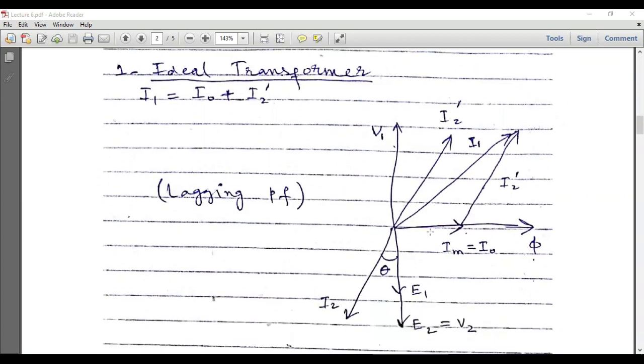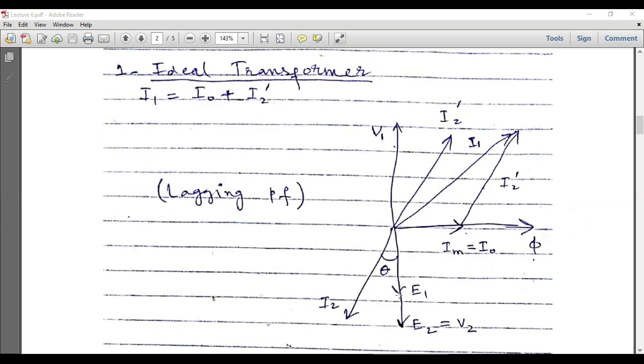In an ideal transformer, the IM magnetizing component of current is always in phase with the flux. So this is V1, and at the opposite we will have E1, and E2 will be in phase with E1. So for a lagging power factor load, this current I2 will definitely be lagging behind the voltage E2.